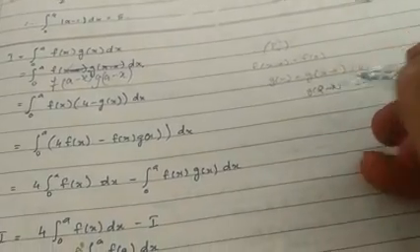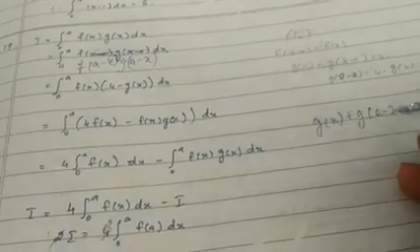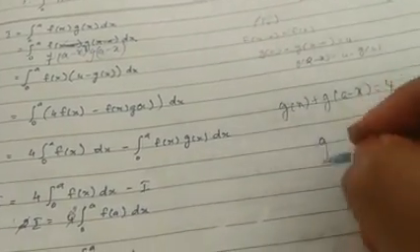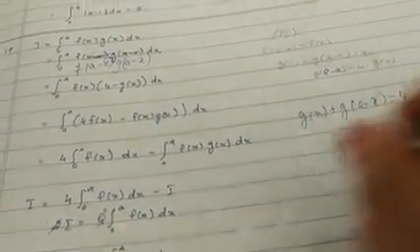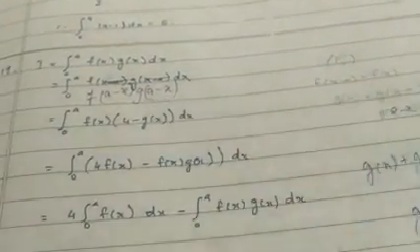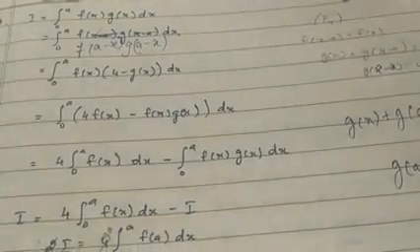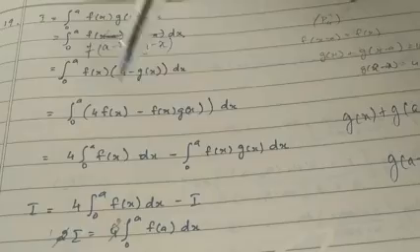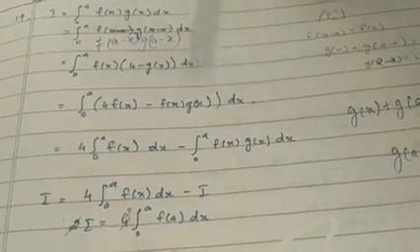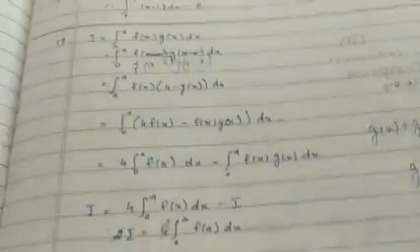Therefore g of x plus g of a minus x is equal to 4, so g of a minus x is nothing but 4 minus g of x. Just in the place of g of a minus x, substitute the value 4 minus g of x. After that split the integral. Therefore it can be written as integral of 4 f of x minus f of x g of x dx. Now separate the integral. Now this is what we have considered to be I. This is also I.